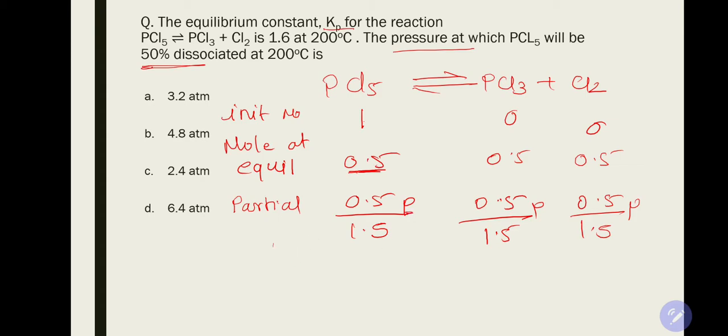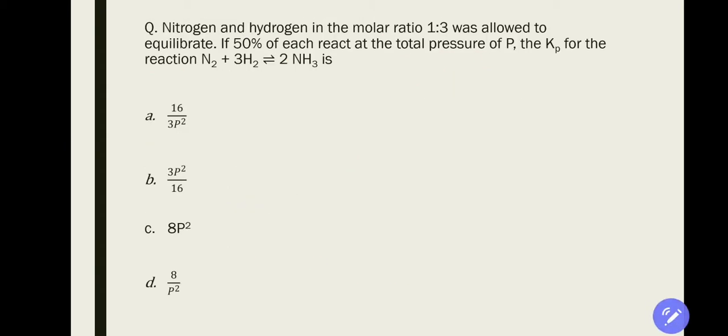So can we say that 1/3 of P is equal to, since 0.5 is 1/3 of 1.5? So 1/3 of P is equal to 1.6, right? What is the value of Kp? 1.6, this is given. So what is the value of P? P is equal to 1.6 into 3, which is equal to 4.8 atmosphere. Clear? So the answer is 4.8 atmosphere. Now let's move to the next question.